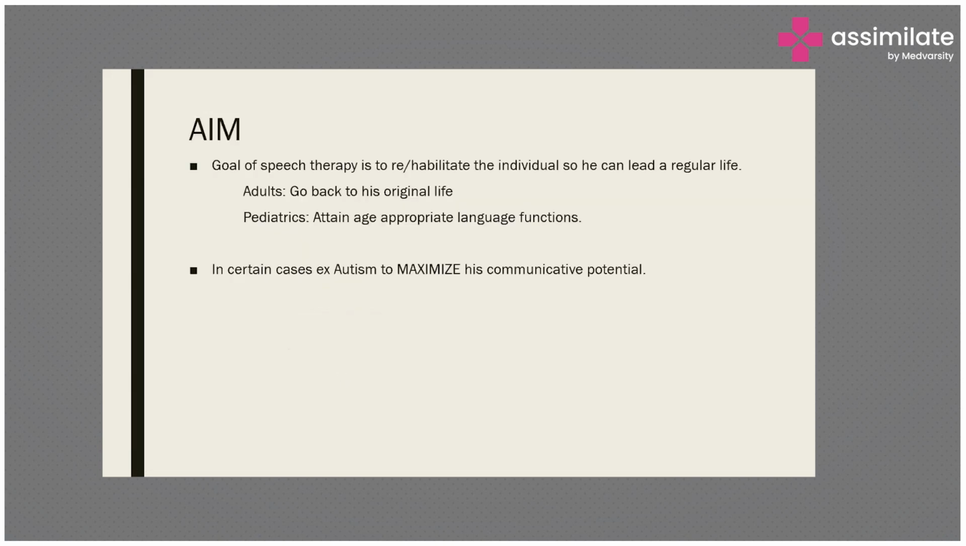Now, the aim of speech therapy always is to rehabilitate or habilitate an individual so that they can lead a normal life. Especially in the case of adults who have had stroke or TBI or aphasia, our goal is to ensure that they go back to the original life. And in the case of the pediatric population, our aim is to make sure they attain age-appropriate language skills. Of course, there are certain cases wherein coming back to normal or the original life is not possible. In those scenarios, for example autism or Parkinsonism, our job is to maximize their communicative potential.